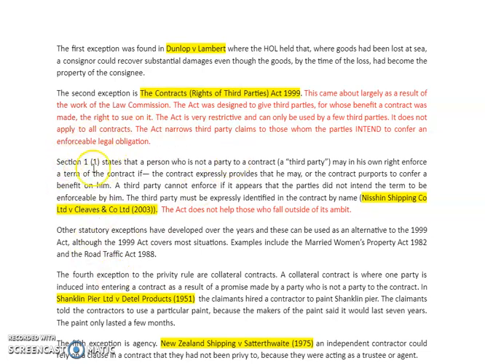So I've referred to section 1.1 and the fact that the third party must be expressly identified, like in Nisshin Shipping. The Act doesn't help those who fall outside its ambit. So that's a critique, that's why it's in red there. There are other statutory exceptions as well, and I've included a couple of examples here, like the Married Women's Property Act and the Road Traffic Act.